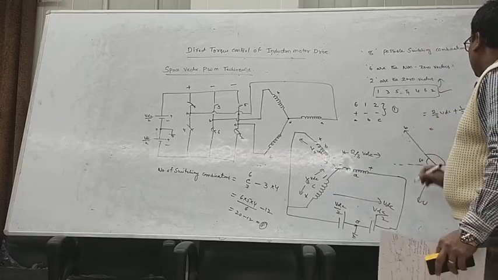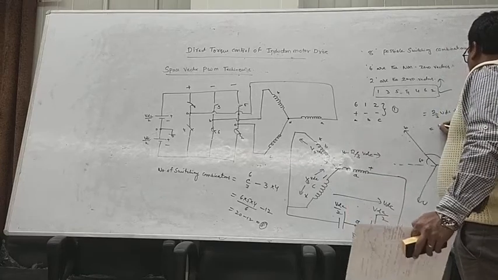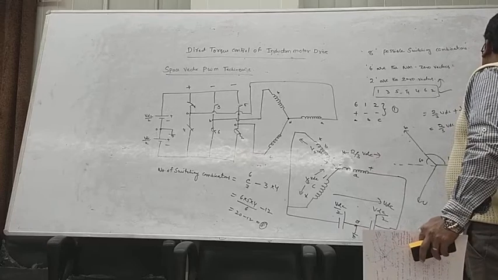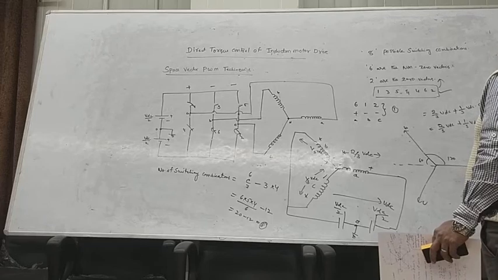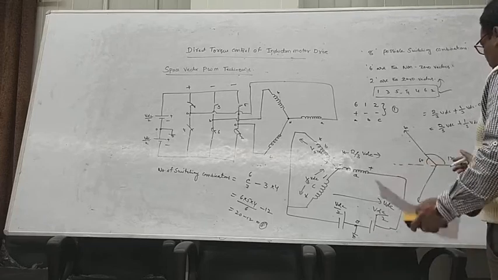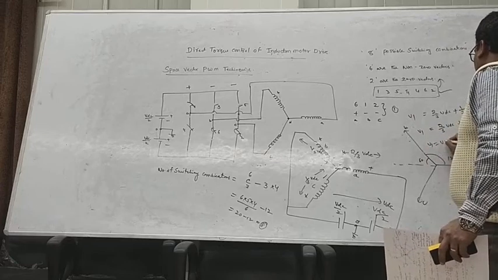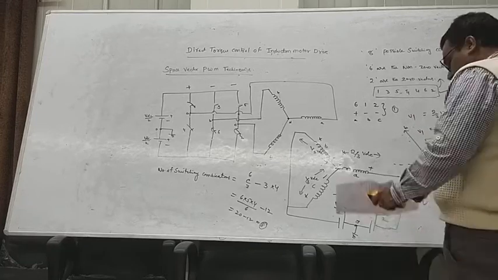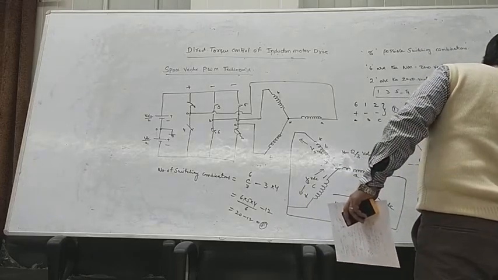So let us see the resultant voltage. Can I write this as 2 by 3 VDC plus 1 by 3 VDC into 1 by 2 into 2. So the voltage vector V1 is equal to VDC. It means the resultant vector, in this case, VDC, is like this.